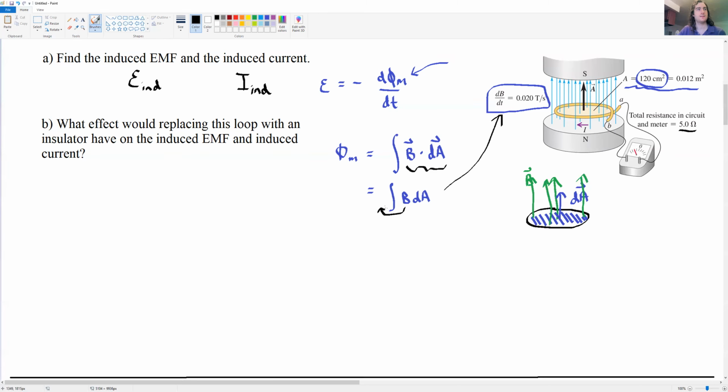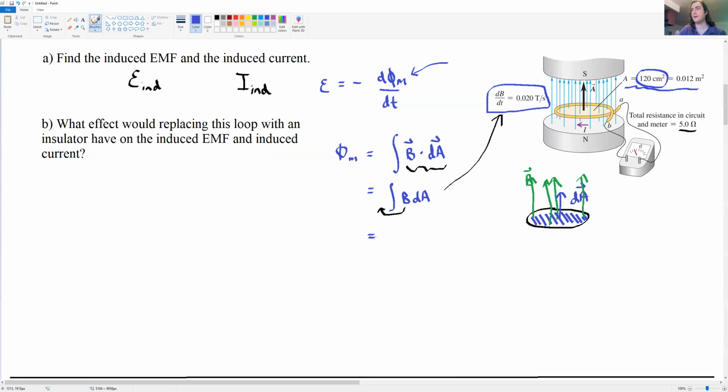Does that make sense? Give me a thumbs up if that made sense. So the magnetic field is constant with respect to the area, even though it's changing with time. Okay, it's a couple thumbs up. Let me know if I need to repeat that again. So magnetic field changing with time, but not changing with area, so we can pull it out.